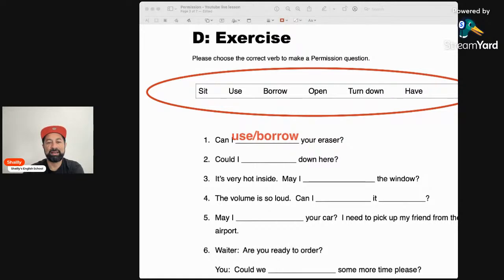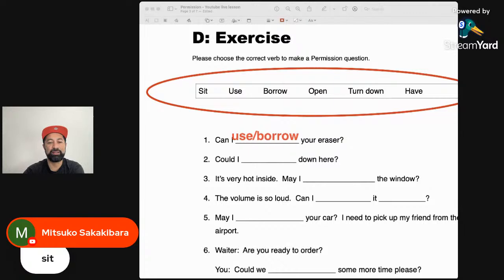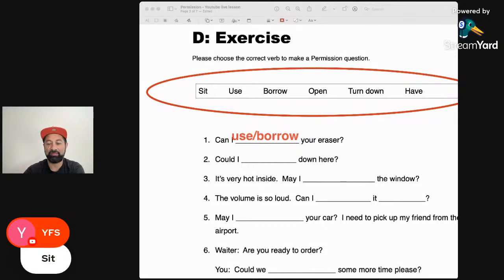Right, so could I sit down here? Mitsuko, perfect. Could I sit down here? XYZ, also a perfect answer, and YFS as well. Perfect. Can I sit down here?